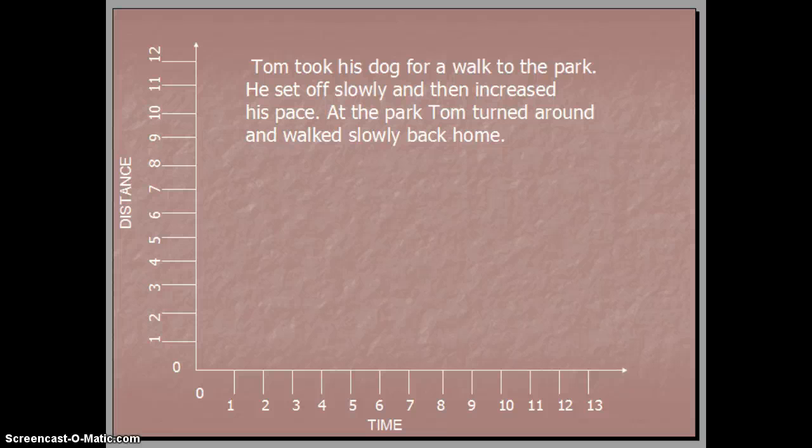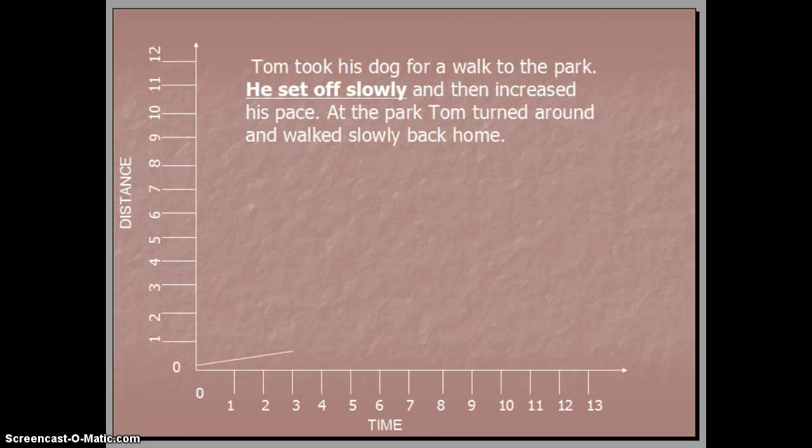Okay, so here's a little narration here. So we're going to decide, okay, what is Tom doing? So Tom took his dog for a walk to the park. He set off slowly, then increased his pace. At the park, Tom turned around and walked slowly back home. Okay, so let's take this step by step.